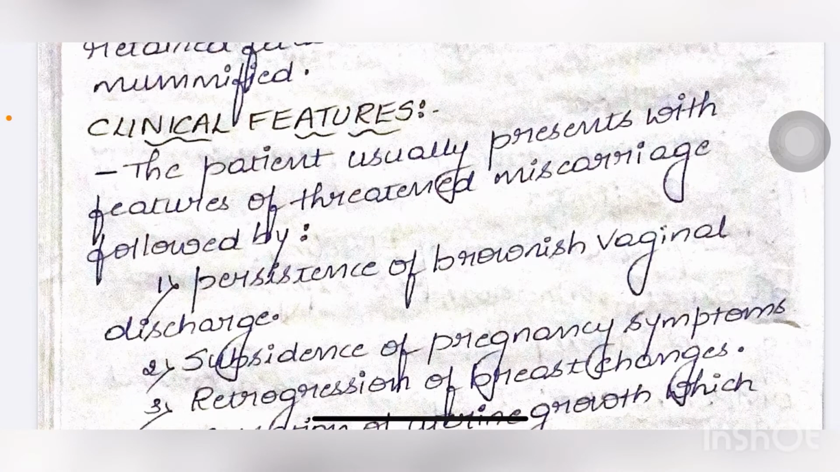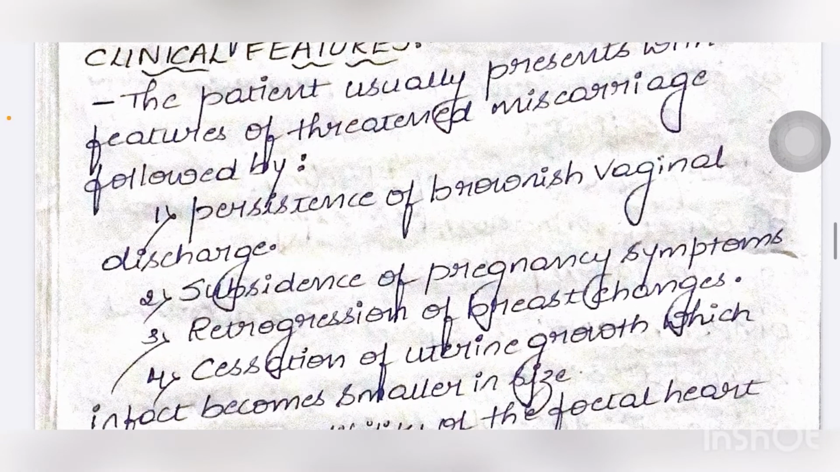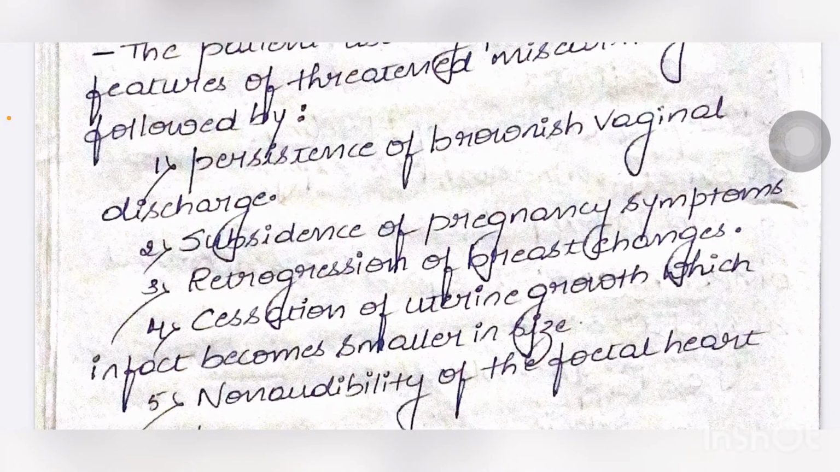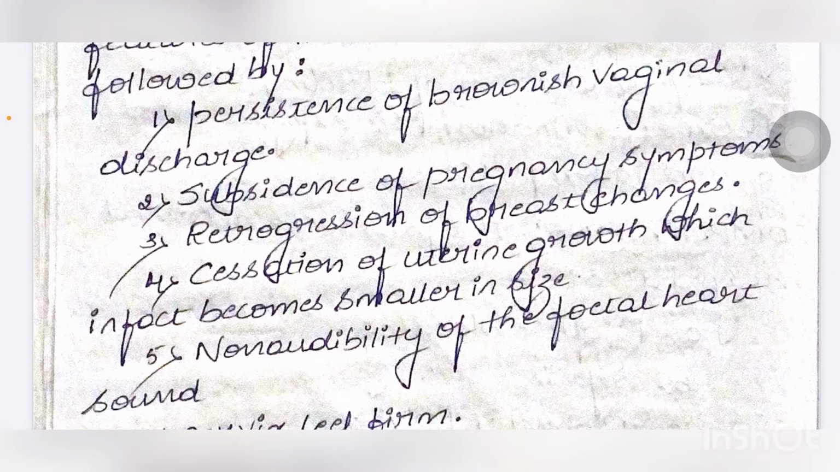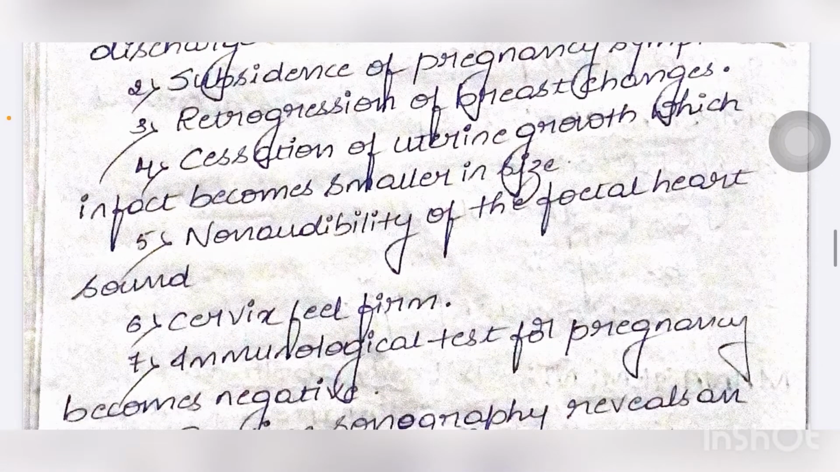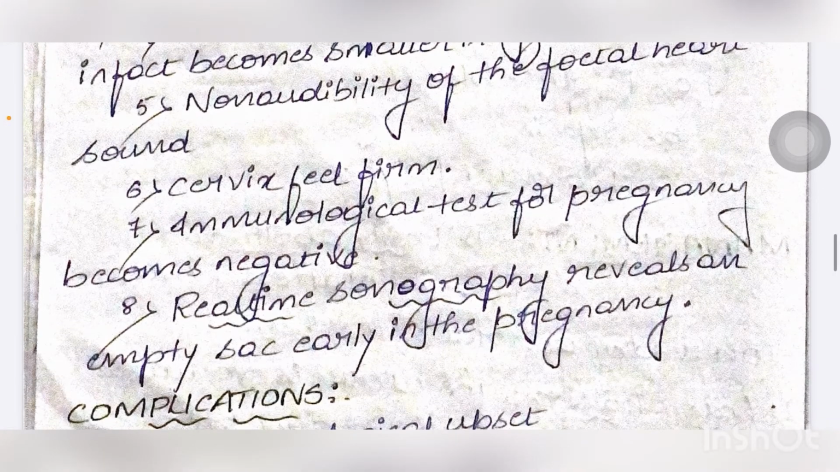Clinical features of missed abortion. The patient usually presents with the features of threatened miscarriage, followed by, first, persistence of brownish vaginal discharge. Second, subsidence of pregnancy symptoms. Third, retrogression of breast changes. Fourth, cessation of uterine growth, which in fact becomes smaller in size. Fifth, non-audibility of the fetal heart sound. Sixth, the cervix feels firm. Seventh, the immunological test for pregnancy becomes negative. Eighth, real-time sonography reveals an empty sac early in the pregnancy.